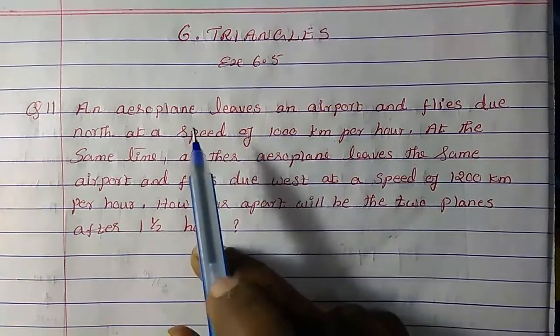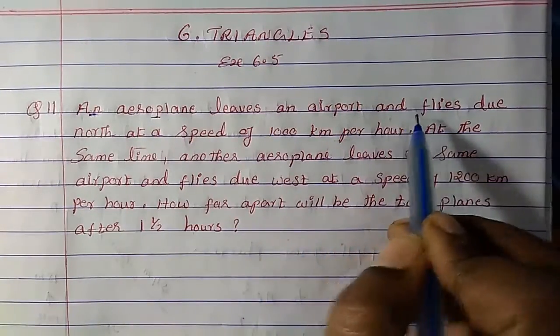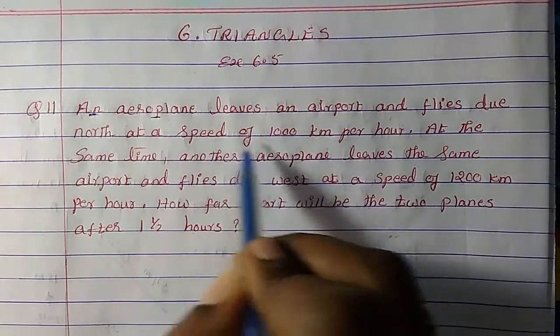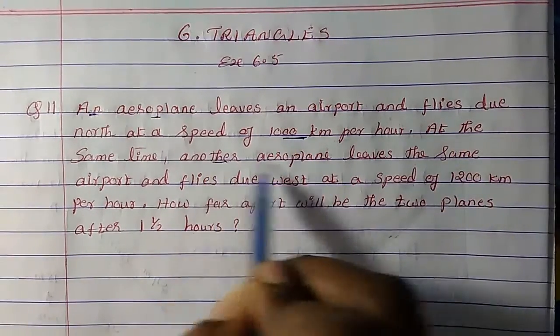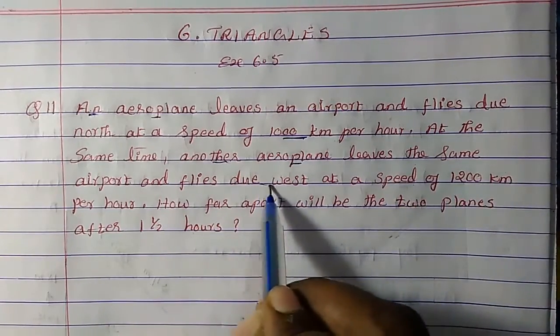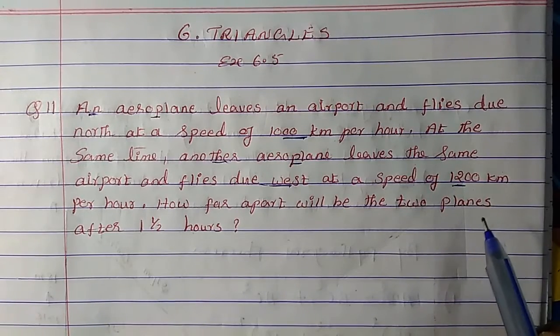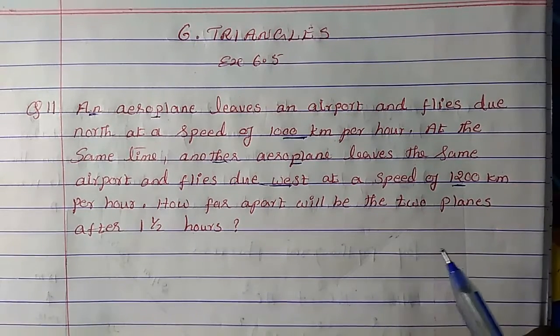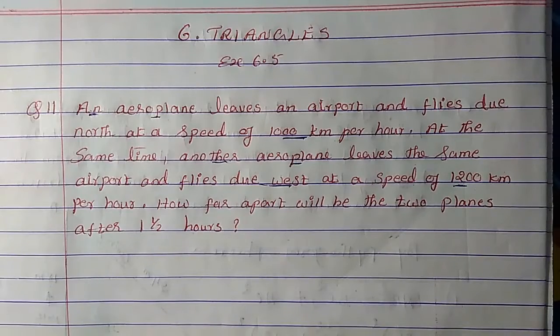First of all, one airplane leaves the airport in the north direction at the speed of 1000 km per hour, and at the same time another aeroplane also leaves, but that goes due west at the speed of 1200 km per hour. So after 1.5 hours, how far apart will both the aeroplanes be? That's what we have to find out. For that, first of all, you should know the direction: north, south, east, west.